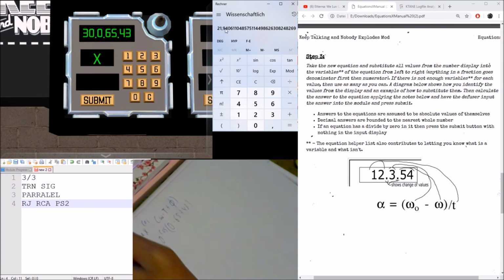And now you round this. Rounding this, you would round this up. So you're rounding it to 22. So your answer is 22.